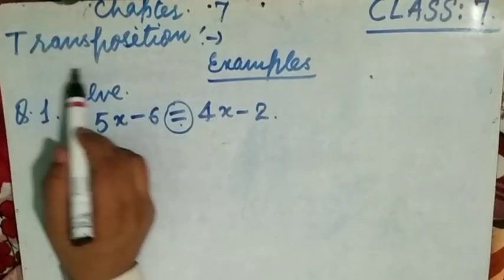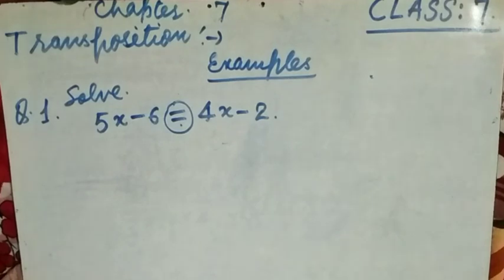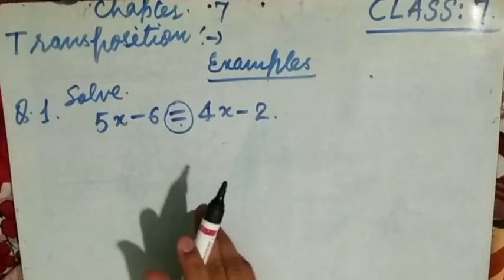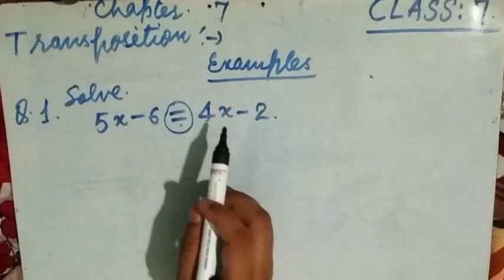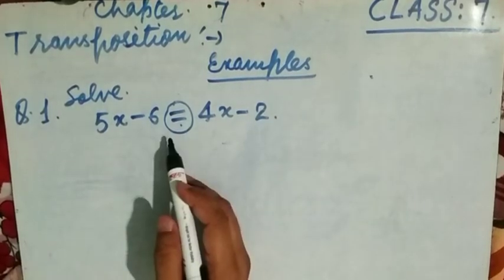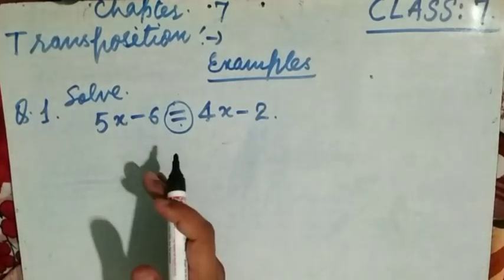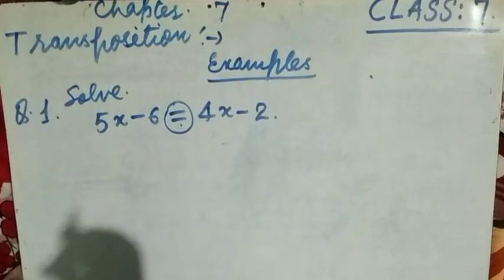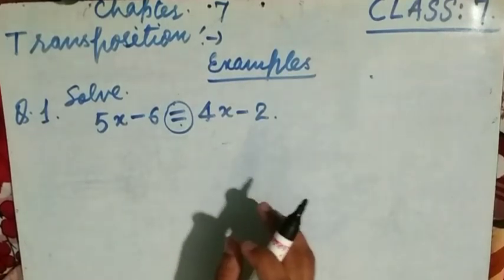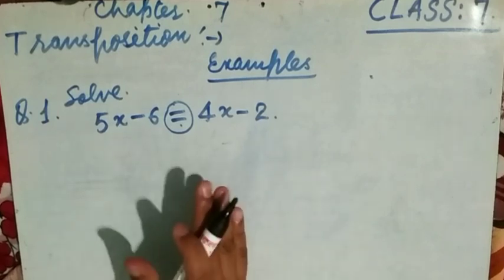But here the term is transposition. Transposition means, now we are going to understand it very simply. Transposition means any term of an equation may be taken from one side to the other side with a change in its sign. This does not affect the equality of the statement, and this process is called transposition.